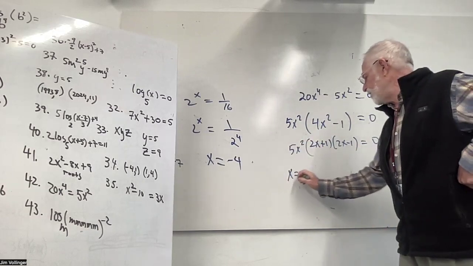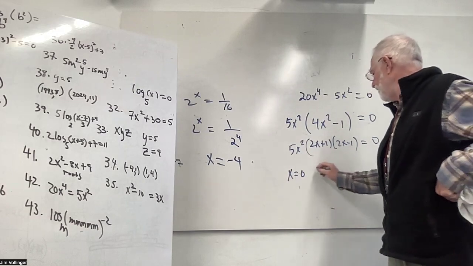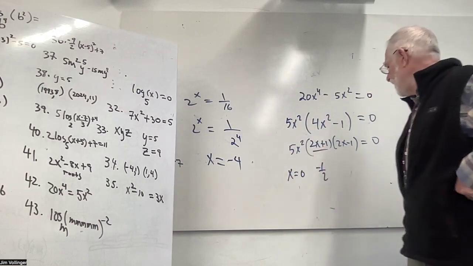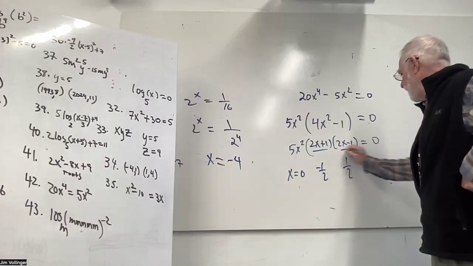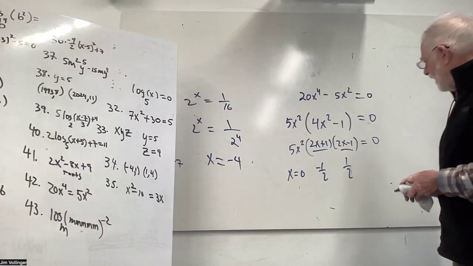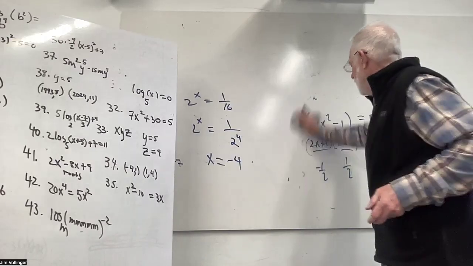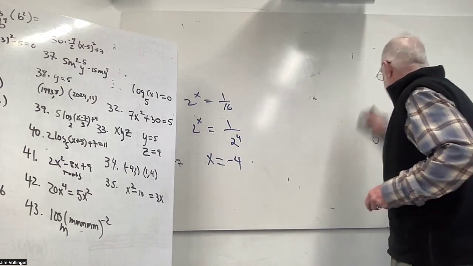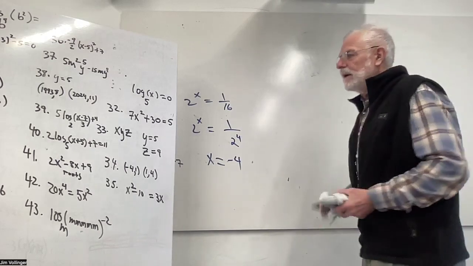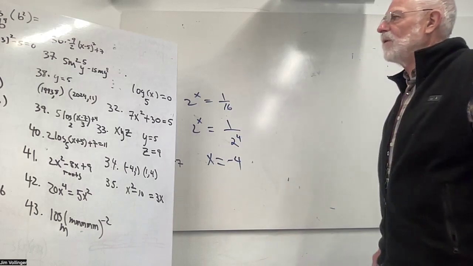So one of my answers could be 0. That's a double root if you're graphing. -1/2 comes out of that parentheses. +1/2 comes out of that parentheses. So that looks okay. Going to speed this up a little bit because this is going on forever, and students might come into the room at the pace I'm going.